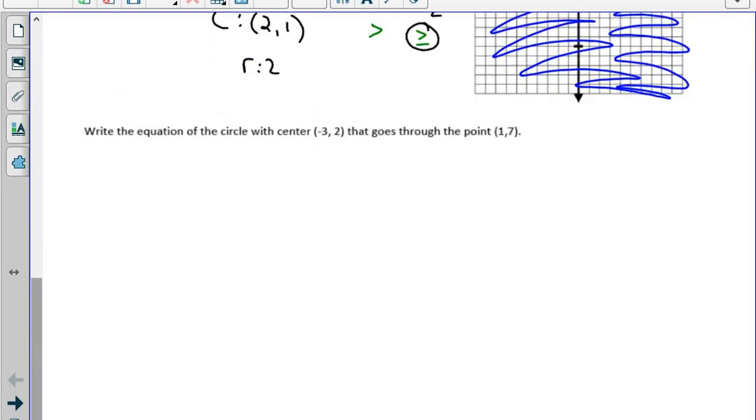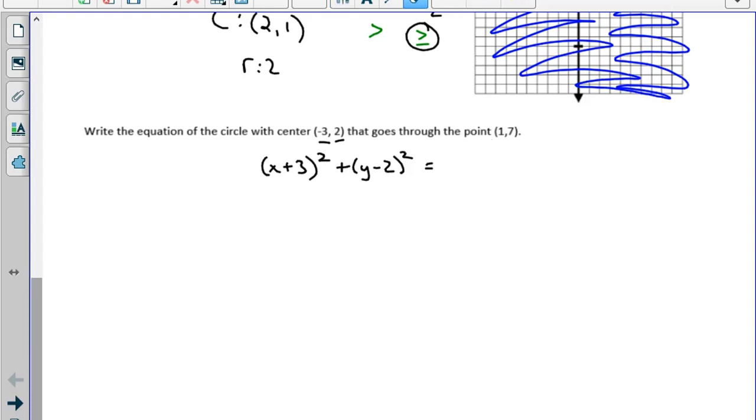Thirdly, and finally, write the equation of the circle with center -3, 2 that goes through the point 1, 7. So that makes the left side of our equation x plus 3 squared plus y minus 2 squared. And the thing that we don't know is what r squared is. So I'm going to have to find that.